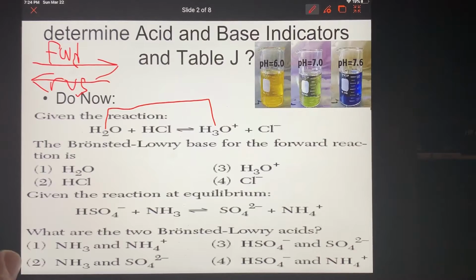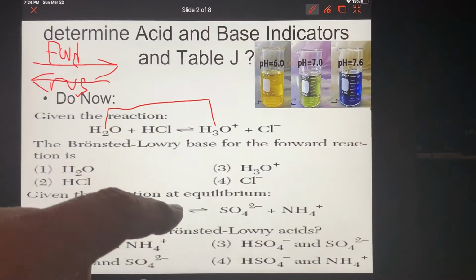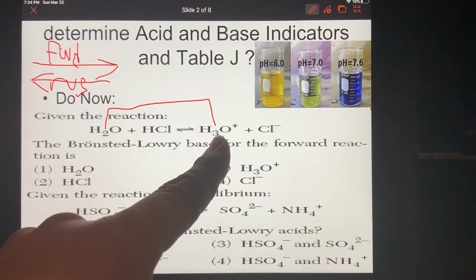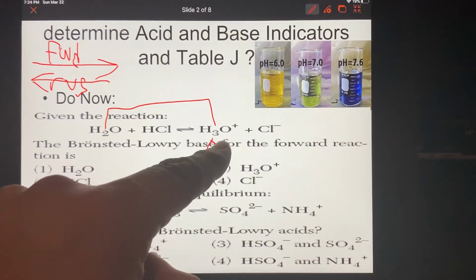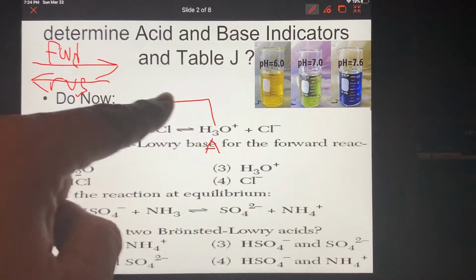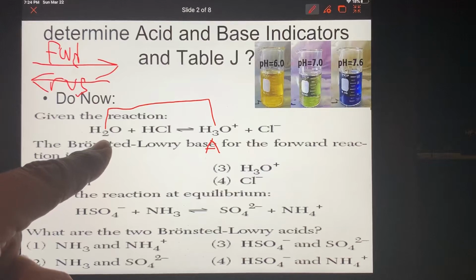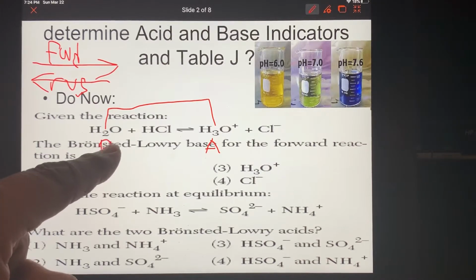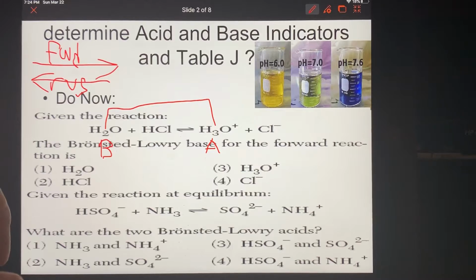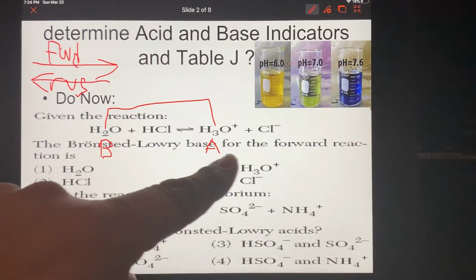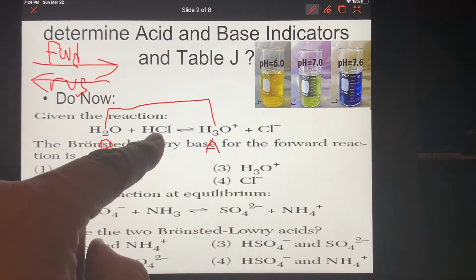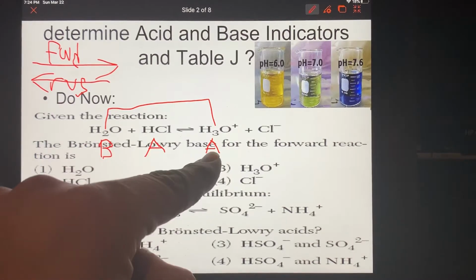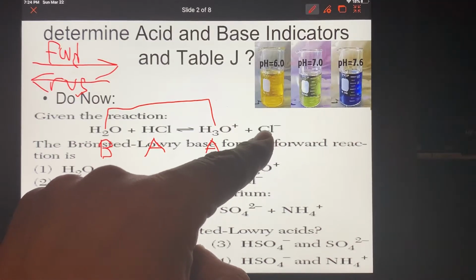Now, we learned in Bronsted-Lowry acids, the acid is a substance that has one more H. Well, this has 3 H's, this has 2. The one that has one more is our acid. Now look at the pair. The one that has one less is going to be our base. Now, you can never have 2 acids or 2 bases on the same side. So if this is a base, this must be an acid.